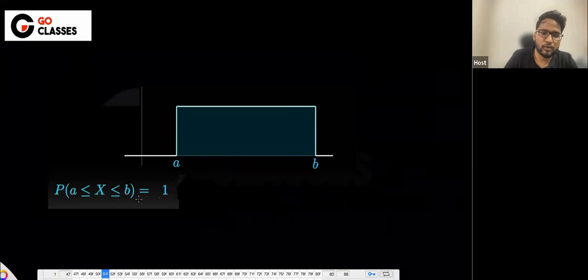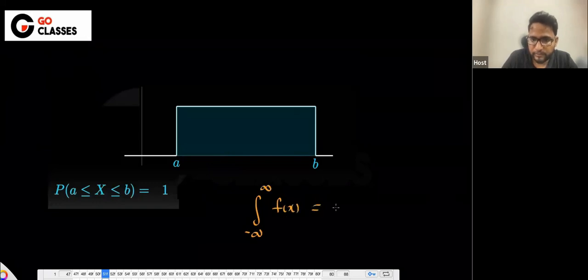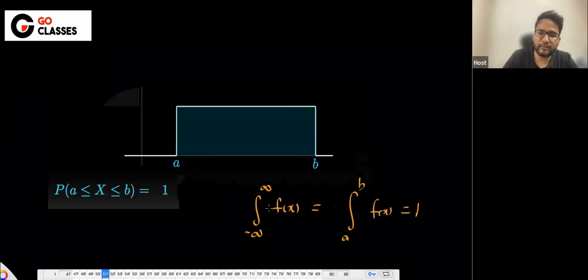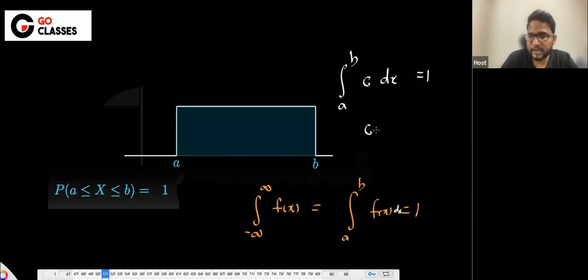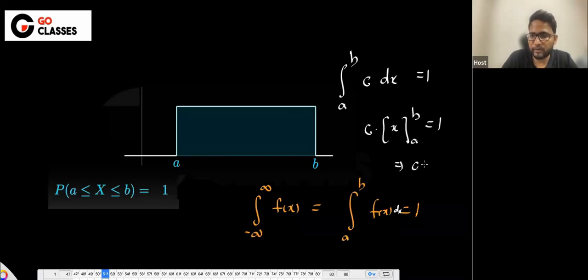It is easy. You need to make the integral of the PDF from -infinity to infinity of f(x) equal to 1, which in this case is from A to B, since f(x) is C from A to B. So the integral from A to B of C dx is 1. It means C times x from A to B is 1. And from here, the value of C comes out to be 1 over (B minus A). I hope that is okay to everyone.